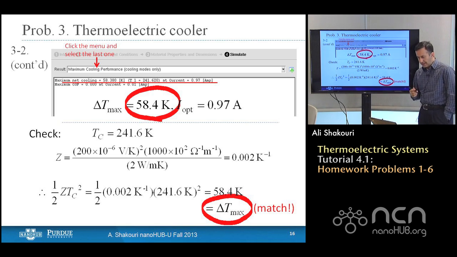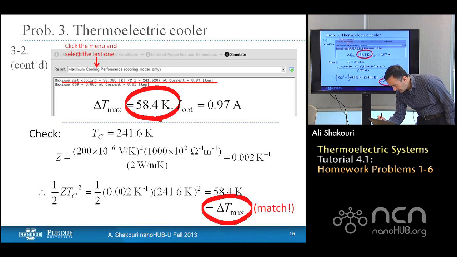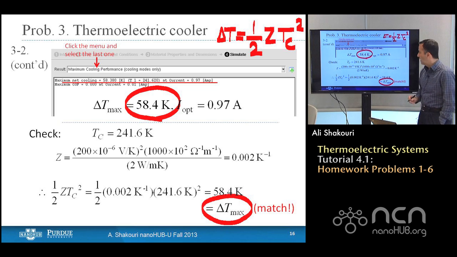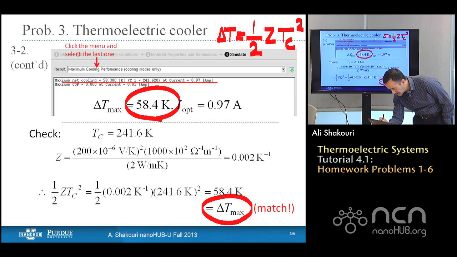One thing to know is that the equation delta T equals 1/2 Z T_C squared is used a lot in thermoelectrics, but sometimes people do not pay as much attention. Delta T is T hot minus T cold.